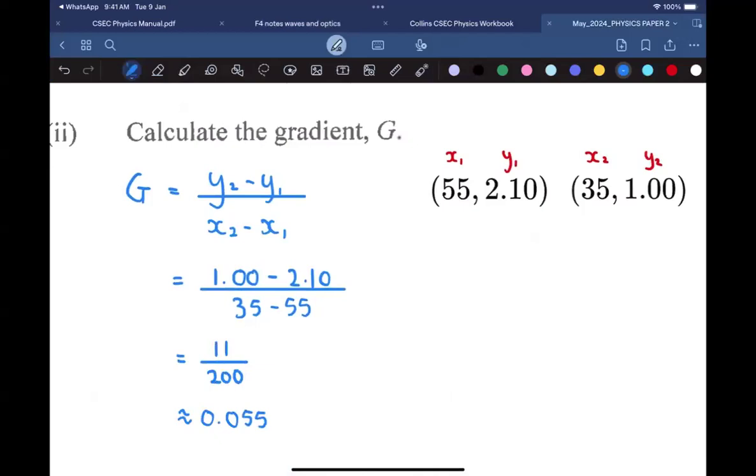Well, I get it correct. Nice. And Justin, what about you? Yeah, good. Nicholas, you plug it into the calculator. 11 over 200. If you plug this into the calculator, okay, nice.